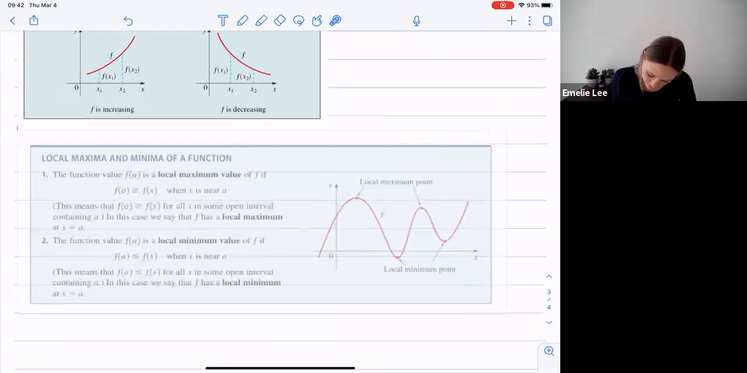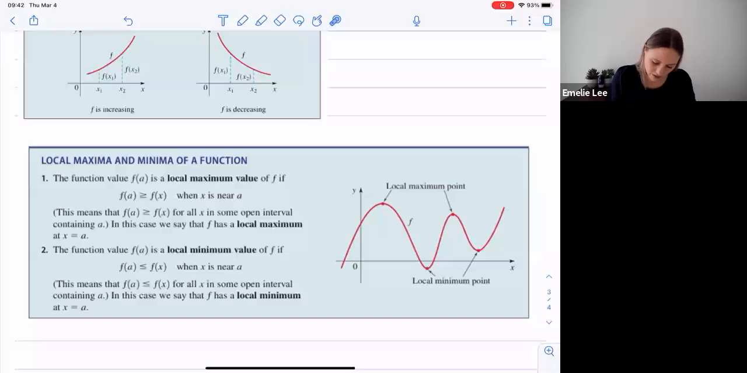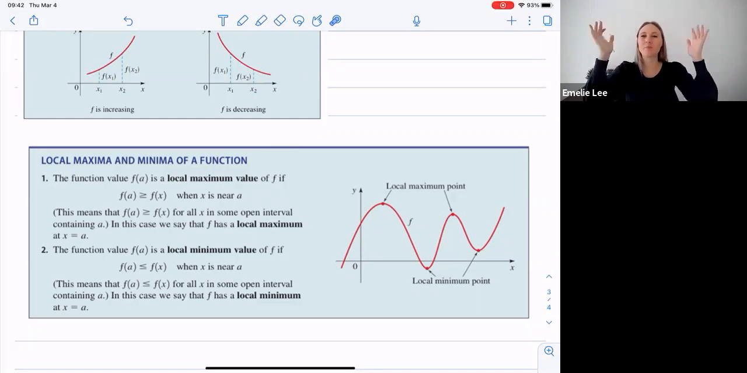Maybe I'll make this bigger here. There. So we talked about local maximums and minimums, because we're allowing for our functions. So think about a parabola, for example. There is no maximum, right? Because it just keeps going and going.